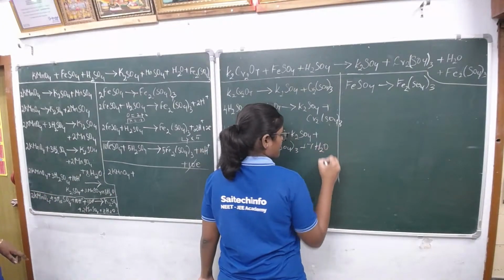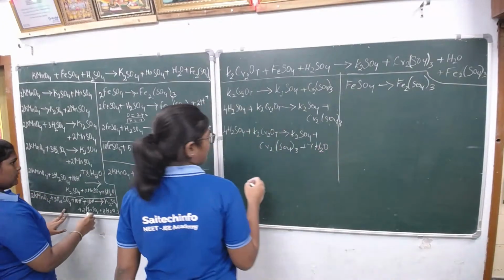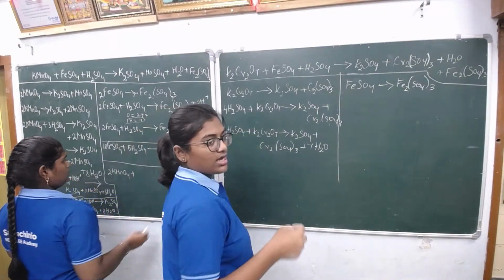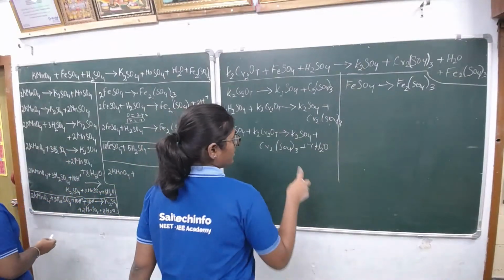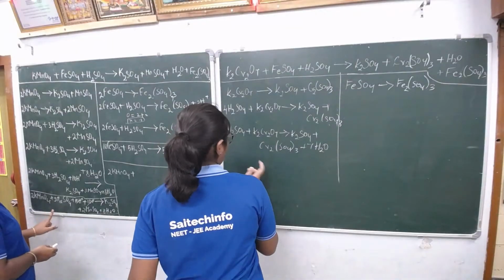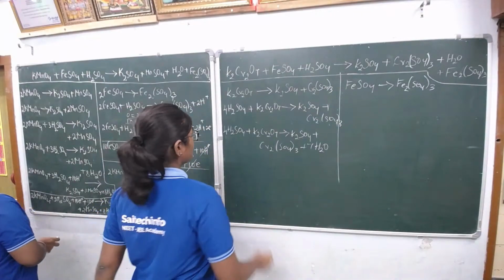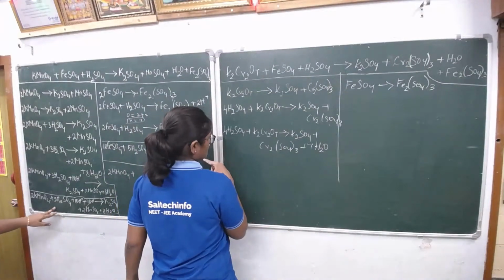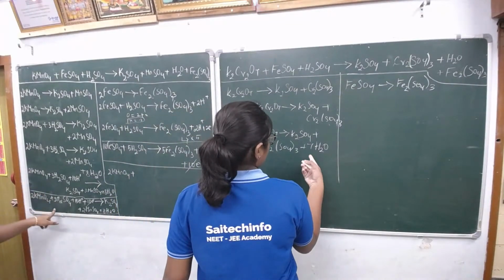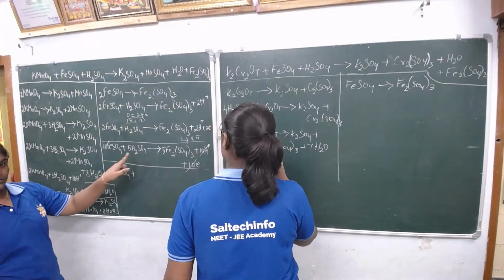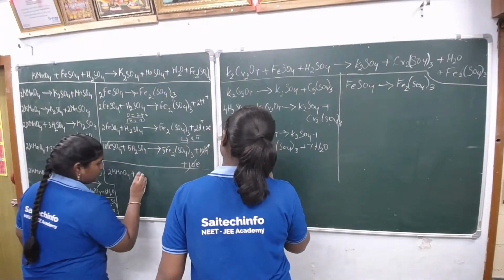You got it? Now you have to balance hydrogen. How many hydrogen? Here 14 hydrogen. Yes, that hydrogen should be considered. So we need to add both sulfuric acid. Yes, 3H2SO4 plus 5H2, you can add. 8H2.